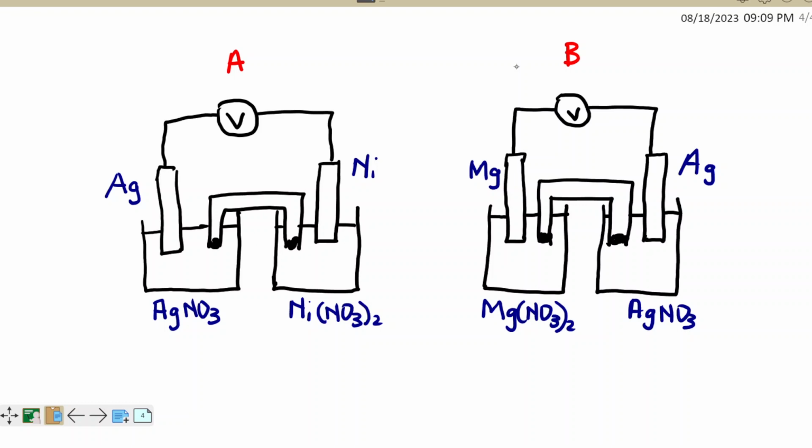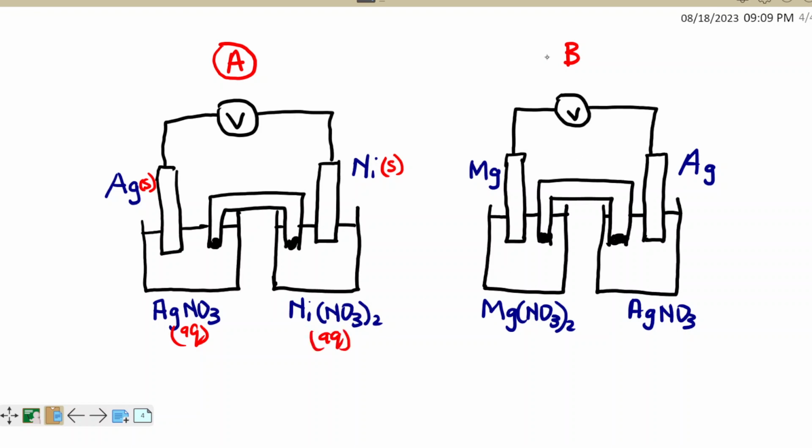Okay, so yeah, I've tried to draw the two cells. You can see the first one, which is the galvanic cell A. The first cell on the left, the electrode is silver. Then you can see the electrolyte there is silver nitrate. This is the solution inside that first beaker. Then we have the nickel, which is a second electrode. And then the solution inside there, it is this nickel nitrate.